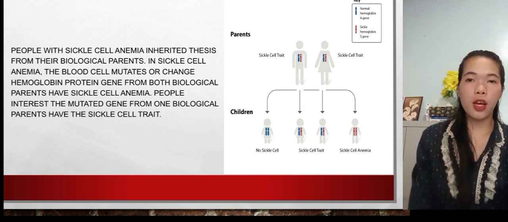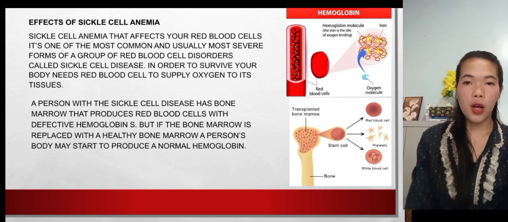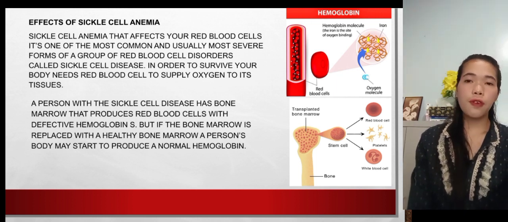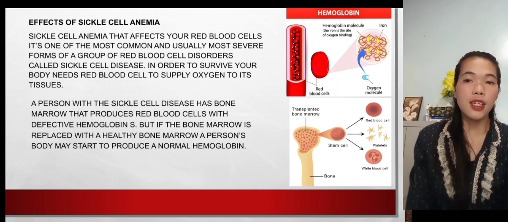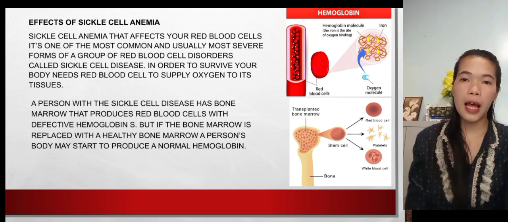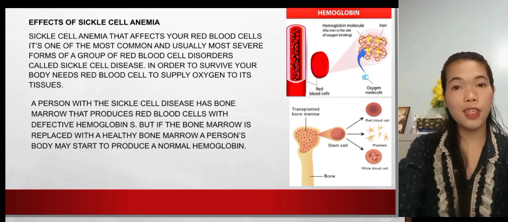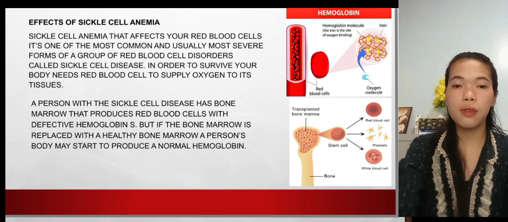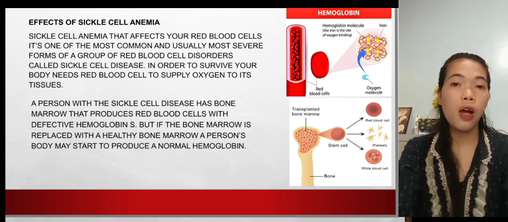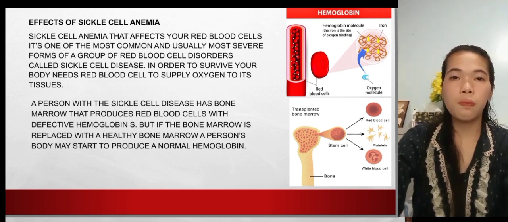So let's proceed to the effects of sickle cell anemia. Sickle cell anemia affects your red blood cells. It's one of the most common and usually most severe forms of a group of red blood cell disorders, sickle cell disease. In order to survive, your body needs red blood cells to supply oxygen to its tissues. A person with sickle cell disease has bone marrow that produces red blood cells with defective hemoglobin S, or sickle. But if the bone marrow is replaced with healthy bone marrow, a person's body may start to produce normal hemoglobin.